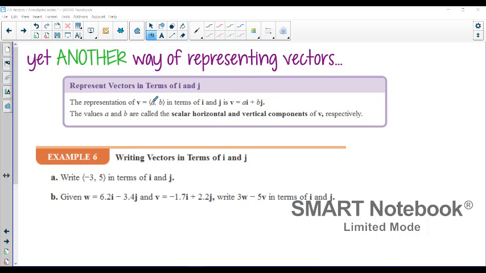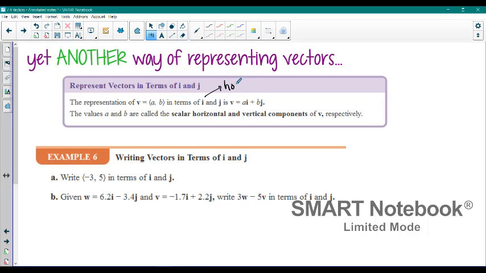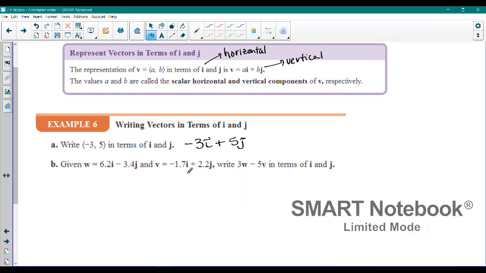So if you had a vector AB, then when it goes into IJ form, you just put A in front of I and B in front of J. I is referred to as the horizontal component, and J is the vertical component. Okay, so when we have the vector -3, 5, and we want to write it in terms of I and J, it's just going to be -3 vector I plus 5 vector J. So it is really just another way of writing vectors.